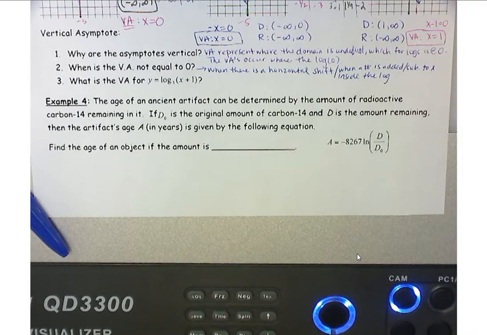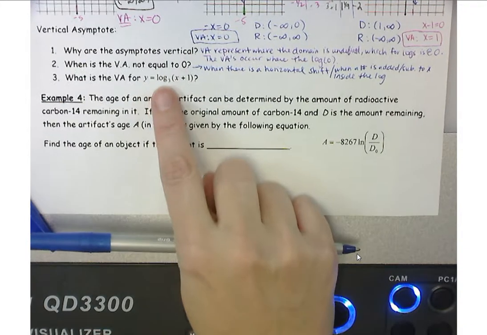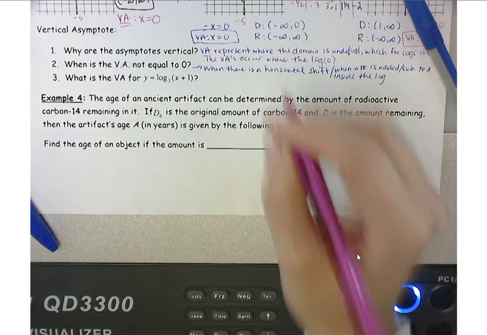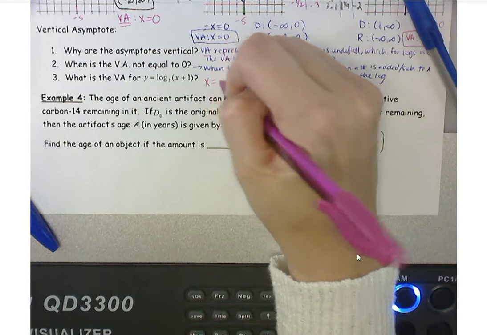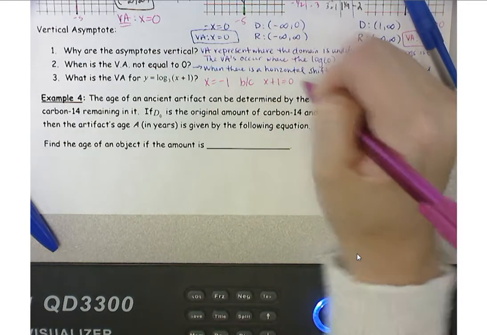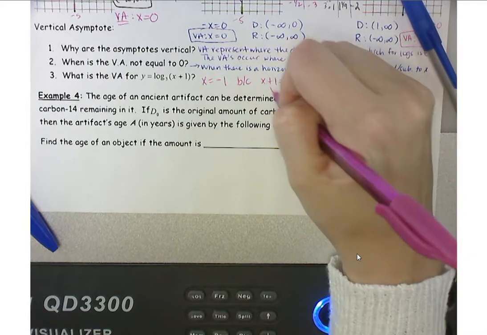Okay, and then I said, what is the vertical asymptote for y equals log base 3 of x plus 1? X would equal negative 1. And that's because x plus 1 would equal 0. So then x would equal negative 1.